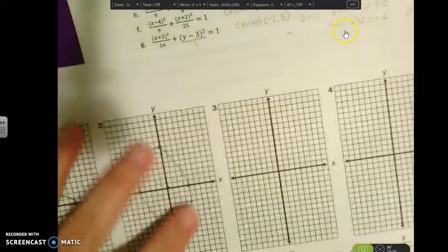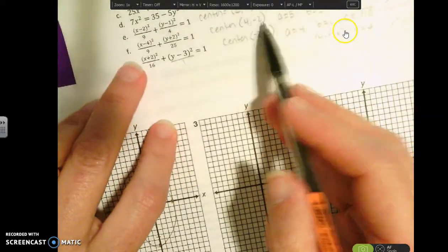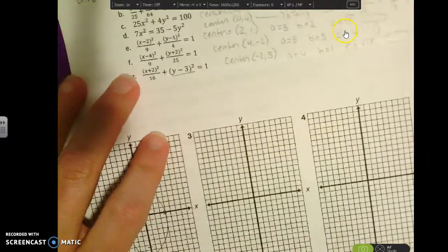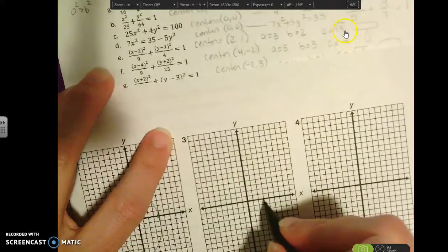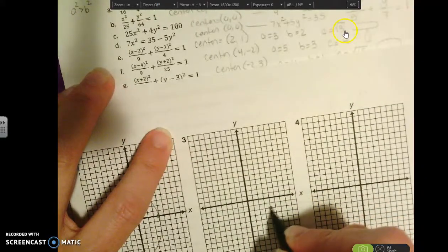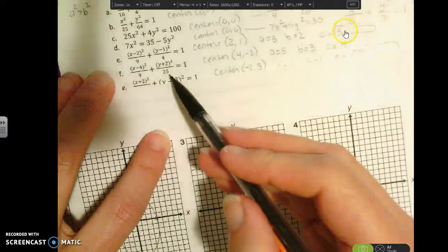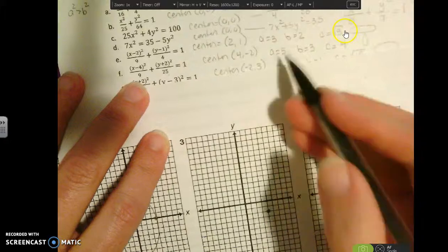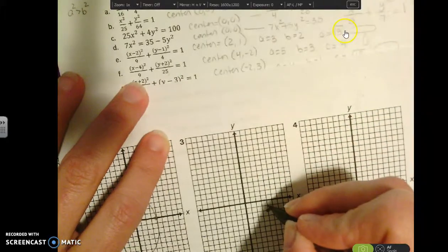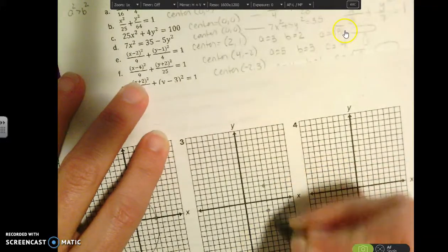So let's do one of these that has a center that's not at the origin. This one has a center at 4, negative 2. Okay, so we're doing F. So the center's at 4, negative 2. So we're going to plot our center point first. And then we already decided that since the bigger number's under Y, this is going to be a vertical ellipse. So we're going to plot our A value by going up 5 from the center. So 1, 2, 3, 4, 5. And then we're going to go down 5.